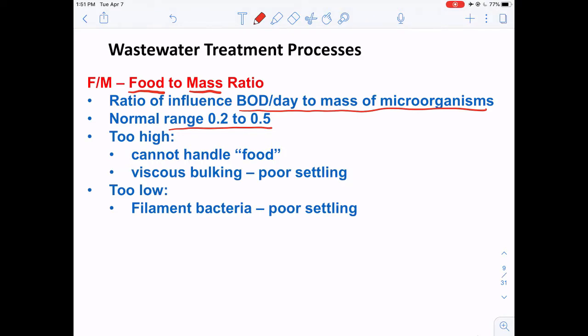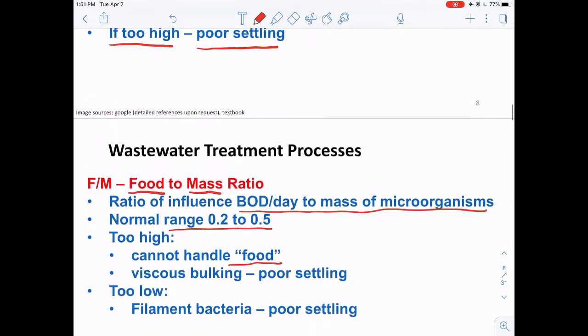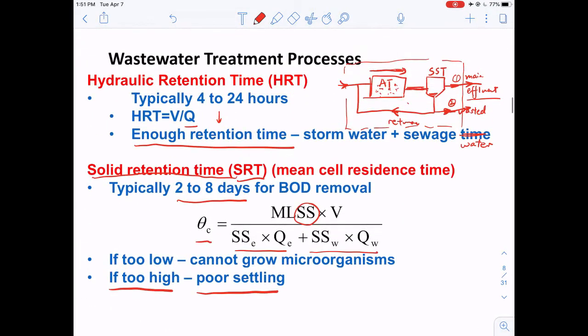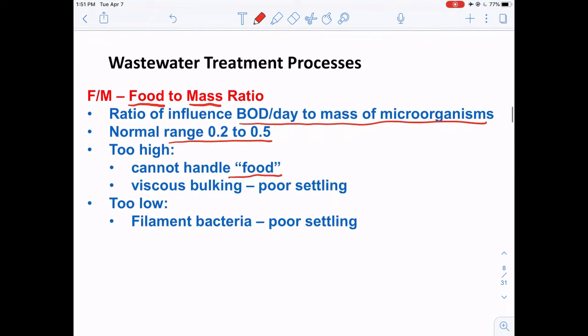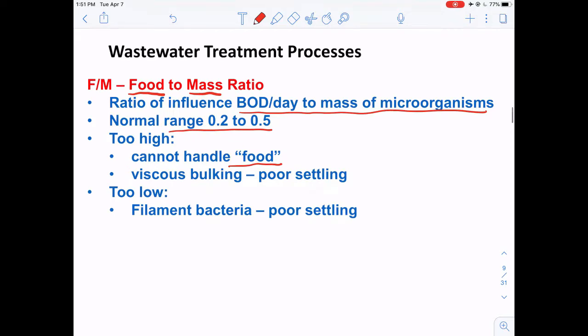We cannot set this F over M value to be too high, because on one hand, these microorganisms cannot handle this amount of food. Although they like the food, they cannot handle all of it, simply because they cannot grow infinitely. That means there will be remaining BOD going out of the aeration tank and then further emitted through the effluent. So we don't want this F over M to be too high.